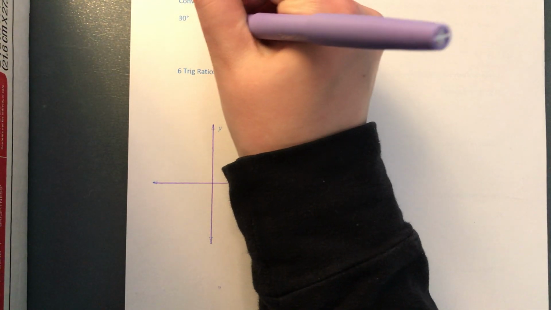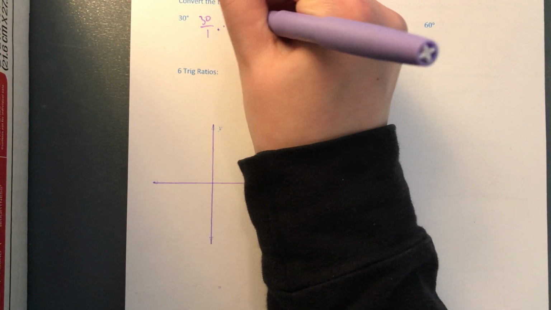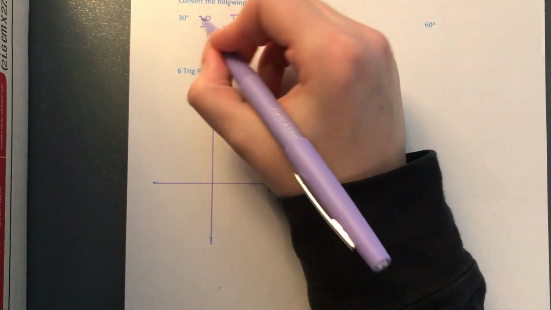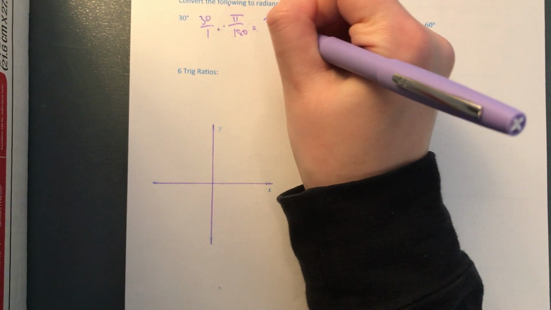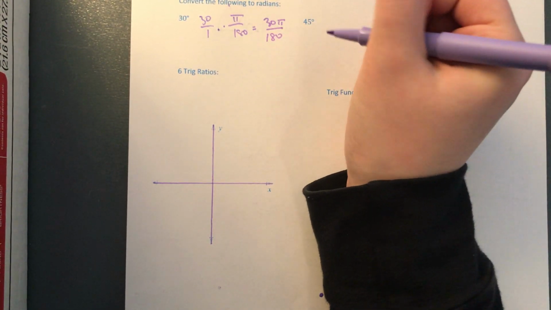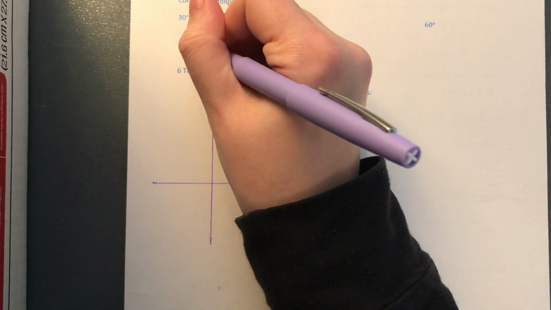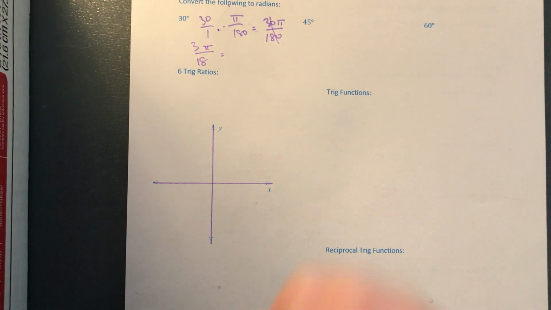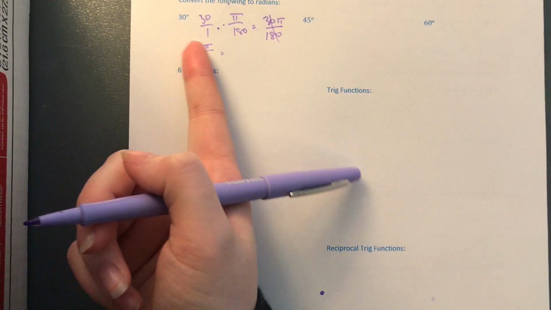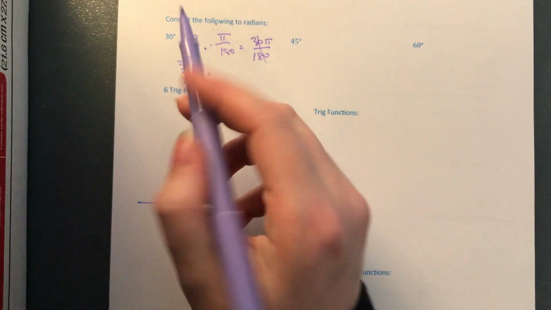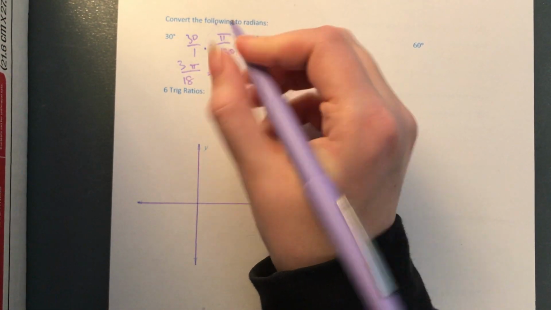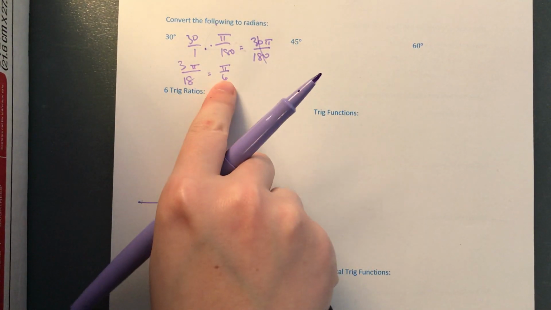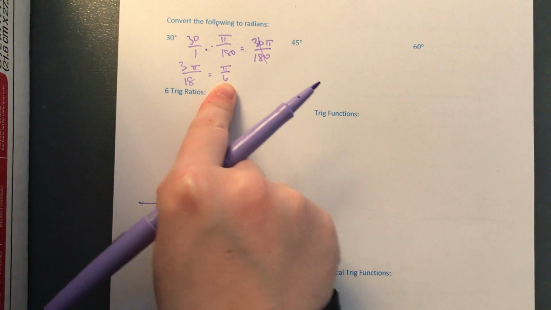So 30 over 1 times pi over 180 is, well, you multiply across, 30 times pi is 30 pi. 1 times 180 is 180. The easiest thing to do is cancel out the zeros. So we get 3 pi over 18. Hopefully we can see that we can simplify this some more. Top and bottom, you can divide by 3. So 3 divided by 3 is 1 pi. 18 divided by 3 is 6. So 30 degrees is equal to pi over 6 length of arc.